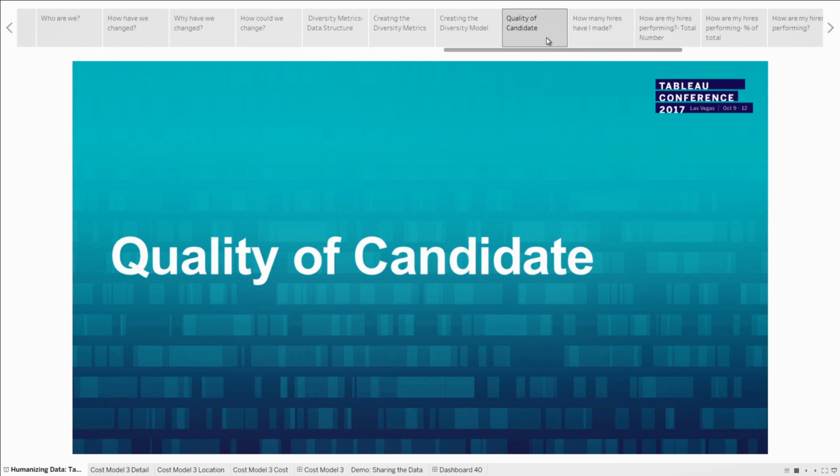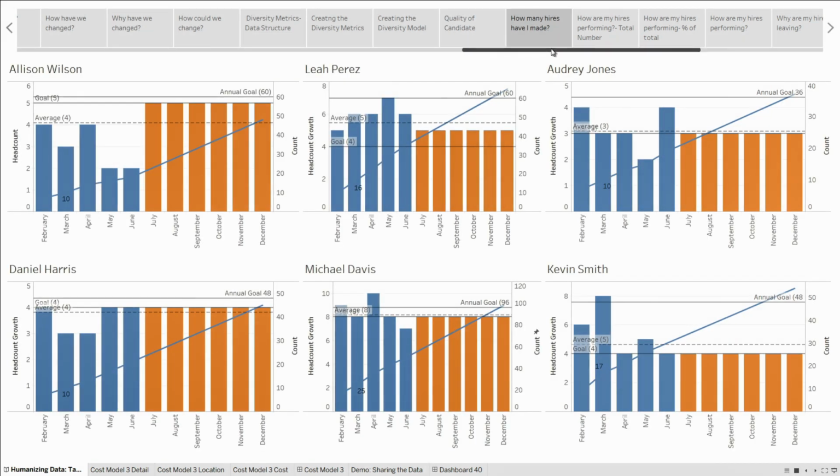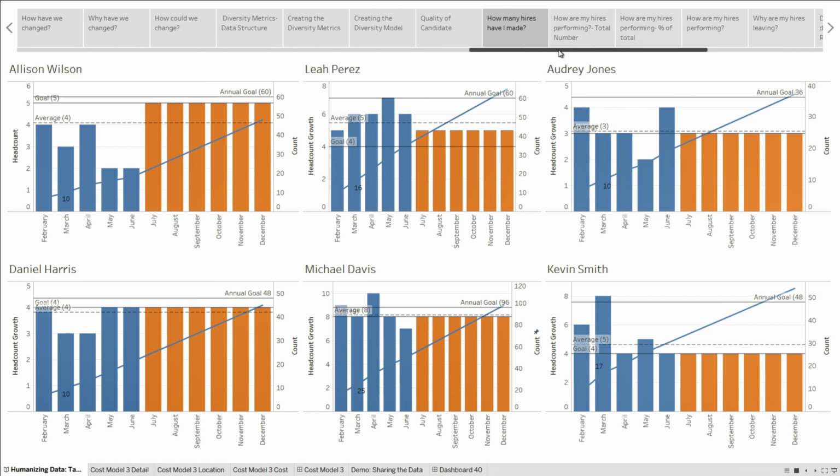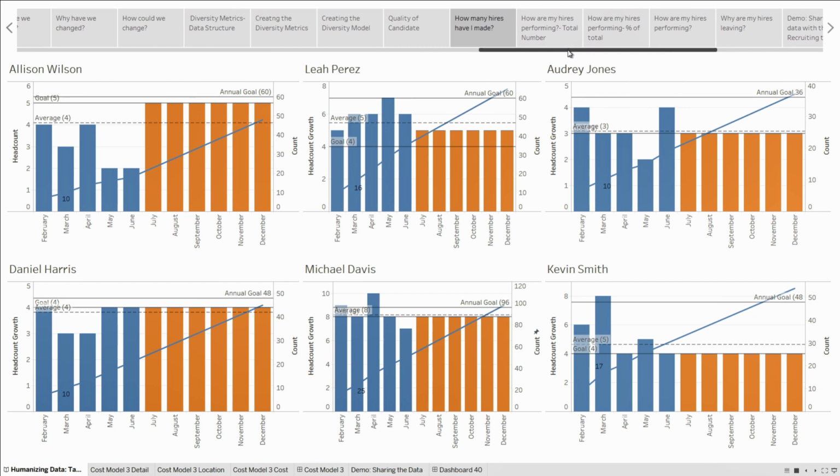So this next story is around quality of candidate. For those of you who have seen previous examples, recruiting has all been about number of fills. So here are my 6 recruiters that I like to highlight, where you can see how they're doing compared to their goal. In terms of number of fills, we have additional dashboards around time to fill, overall fills, number of open positions, but it's all numbers based in terms of quantity.